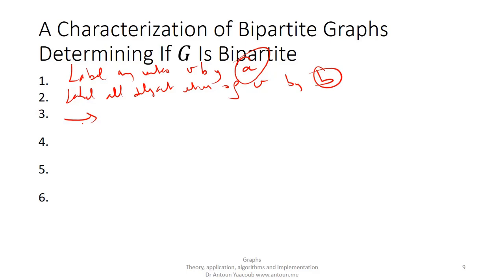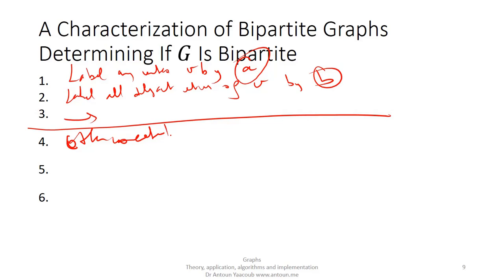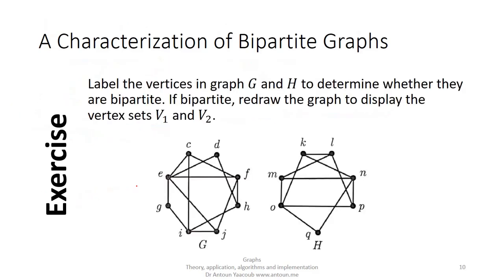And if I have finished one connected component, I can move to the other connected component, and obviously I will repeat steps 1 to 3 and so on. So there's no need to write all these. We'll check it on the example. We have two graphs and we need to check if they are bipartite or not.